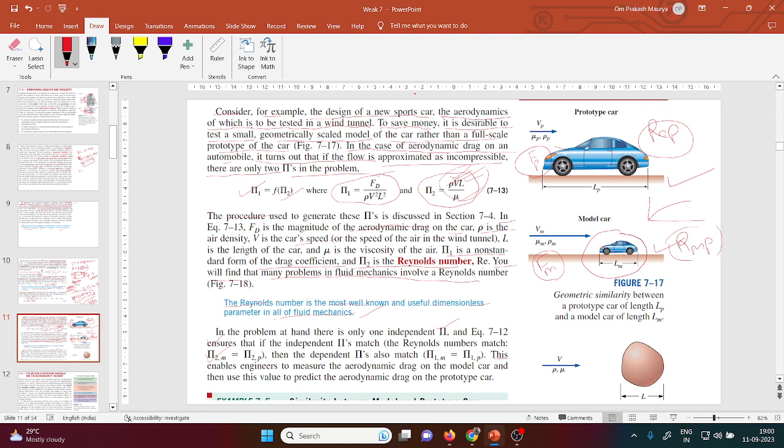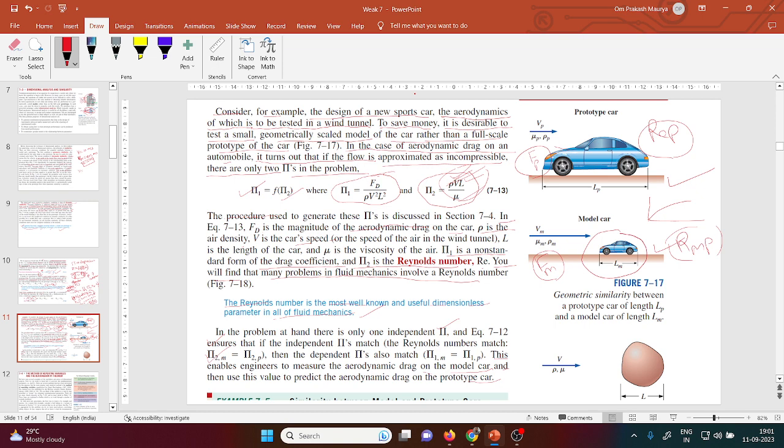When we do some examples, then you can understand more. Just for the sake of understanding, if the independent thing is equal, then the dependent will definitely be equal. This enables the engineers to measure the aerodynamic drag on the model car and then use this value to predict the aerodynamic drag on the prototype car.